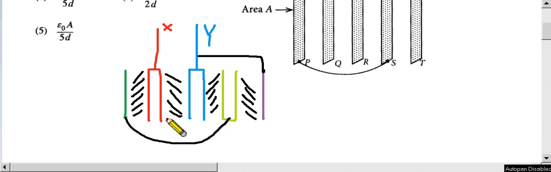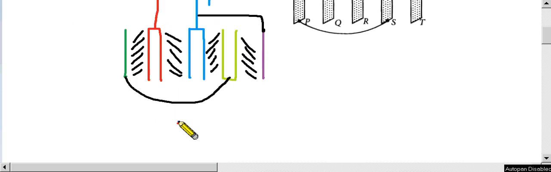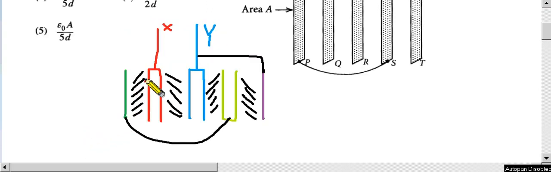Here and there wires and plates make it difficult to understand. Therefore we start from X here, from the left side, that is the positive terminal. So this condenser now we are going to draw.